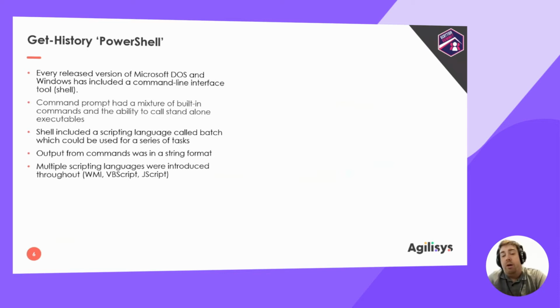Every version of Microsoft Windows that's been released, even since DOS, has included a command line interface tool. It's also known as a shell, a more Unix take on it. The command prompt has had a mixture of built-in commandlets and the ability to call executables. An example here is you can use the dir command to list what's in a directory, and call an external executable, something like ipconfig, while you're in the command line.